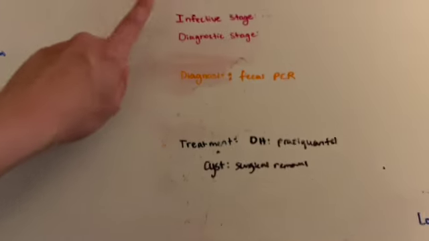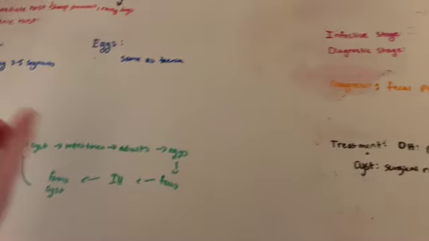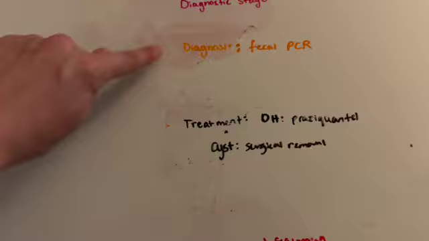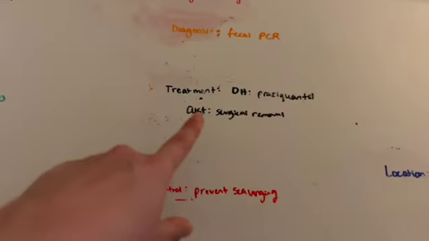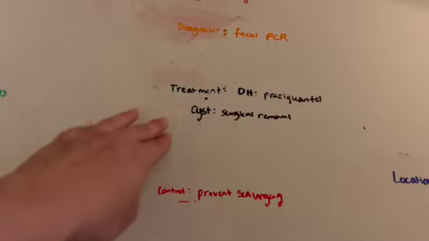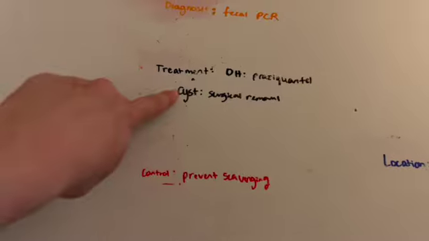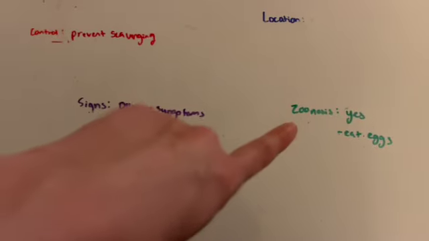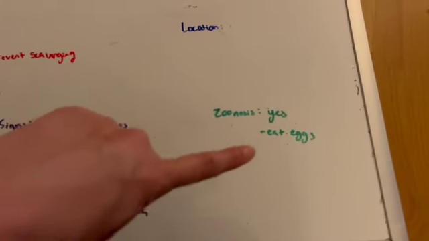I forgot to write it down, but the infective stage for dogs is going to be that hydatid cyst, and their diagnostic stage is going to be the eggs. Again, the best diagnosis is fecal PCR. Treatment for our domestic hosts is going to be praziquantel. If a dog has a cyst, the only way to get rid of it is through surgical removal, so that's if they're the intermediate host. Control, you prevent scavenging. It is zoonotic for us, and we are the intermediate host, so we have to eat the eggs.